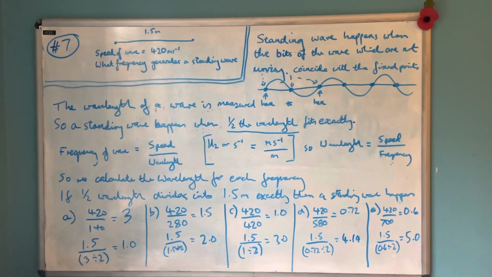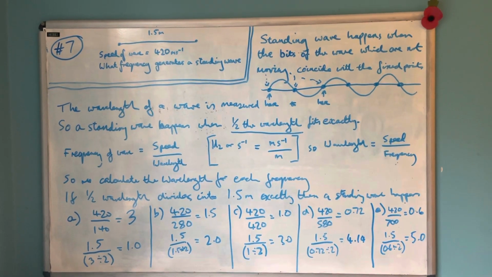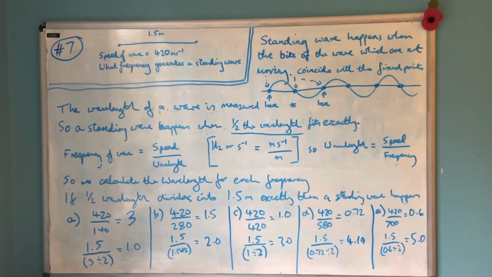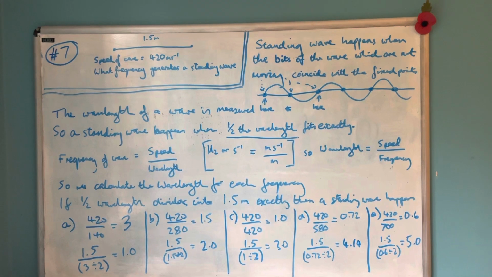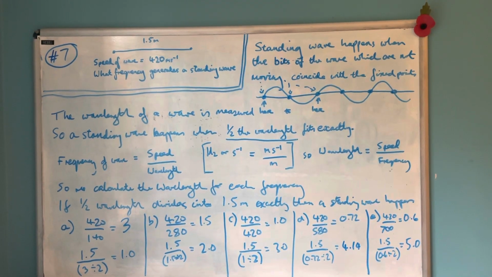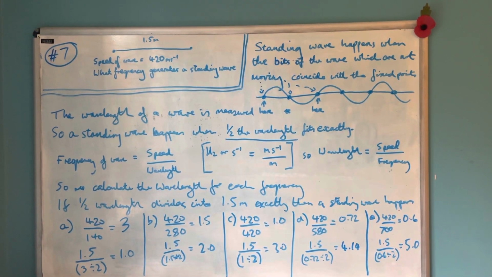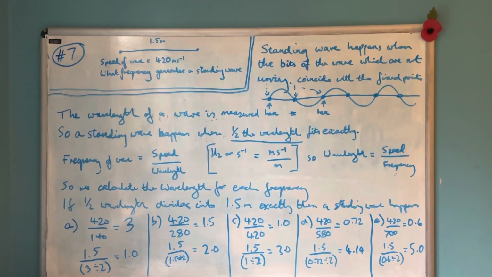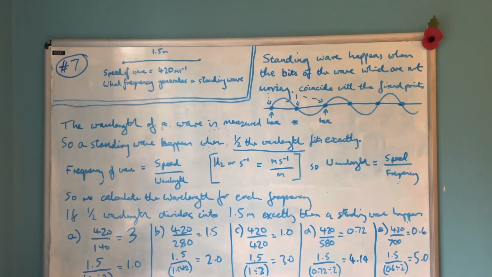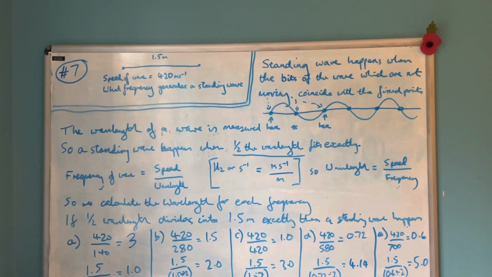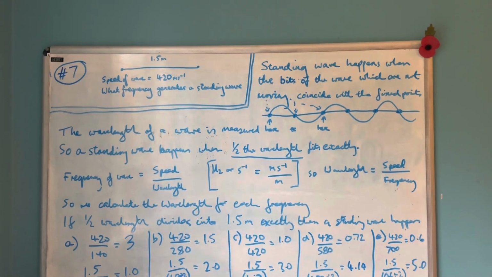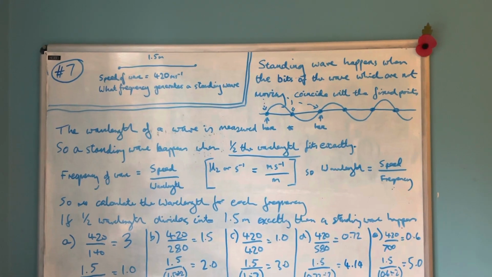Now the wavelength of a wave is measured from the point where the wave starts going up to the point where it crosses the axis, again going up. And so a standing wave happens when half the wavelength fits exactly into the fixed points that we're given. Okay, so hopefully that all makes sense.